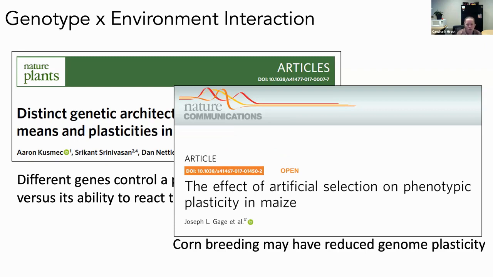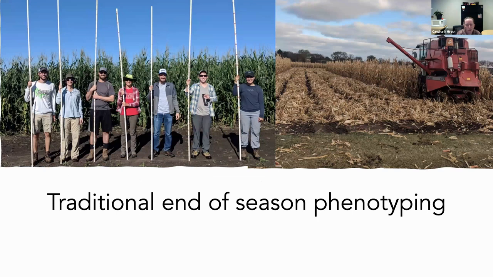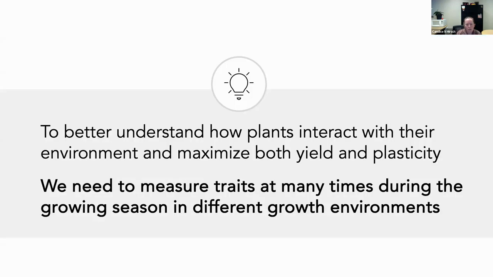And so while we used to measure plants at the end of the season with a stick, walking around the field, and we took a single end of season yield metric, and those were two of the biggest traits that corn breeders measured along with flowering time. We realized that we need to understand more about how plants interact with their environment to maximize both yield and plasticity. And so to do that, we need to measure traits at many times during the growing season and in different growing environments.